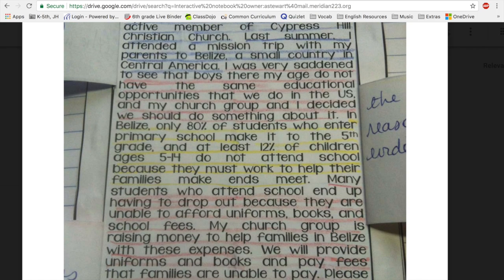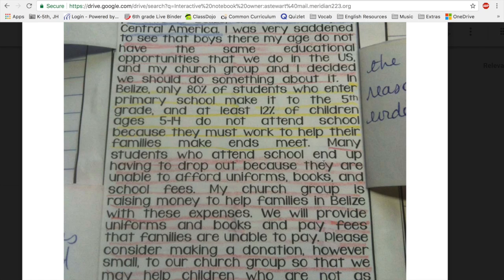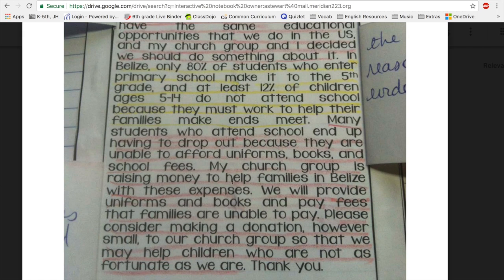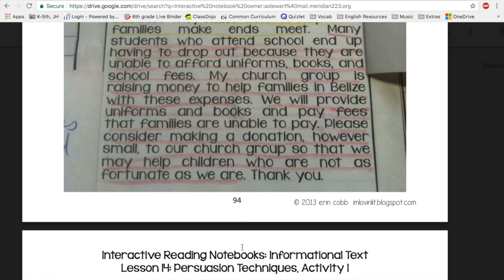So there's two instances of persuasion here using pathos. The first one is right here where it says children my age do not have the same education opportunities that we do in the U.S. Makes us feel sad, makes us as readers feel really sad. And also right down here where we highlighted red, many end up having to drop out because they're unable to afford uniforms, books, school fees. That makes us feel sad. And then we feel like we get motivated. So he's telling us how we can help. So my church group is raising money to help families as well as to help these expenses. So we feel like we could be happy if we help these people.